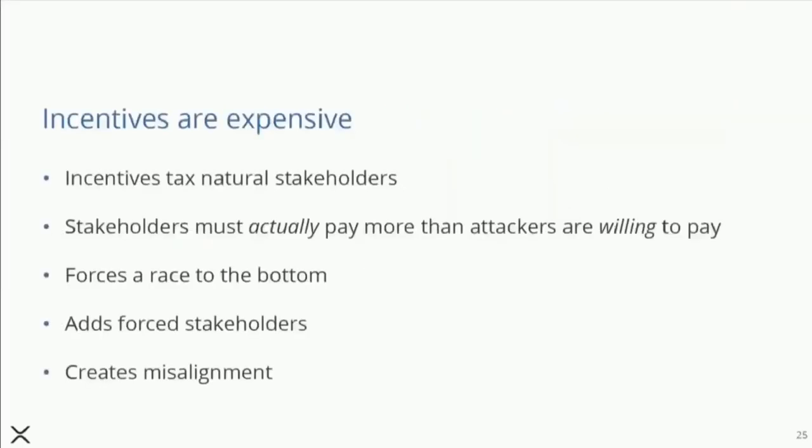So what are the problems with incentives? They tax the natural stakeholders. There is friction resistance in the system. In some schemes, stakeholders are actually paying more than attackers are willing to pay. It's not quite as bad as staking, but it's still pretty bad. And it creates misalignment. The artificial stakeholders want high fees. They want to keep as much friction in the system as they can and still have it be attractive to the natural stakeholders.